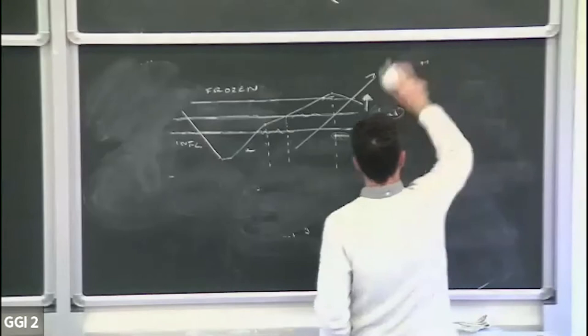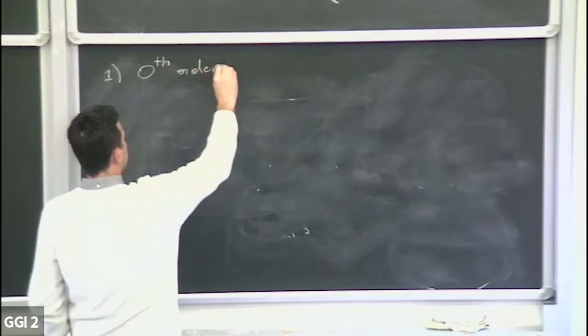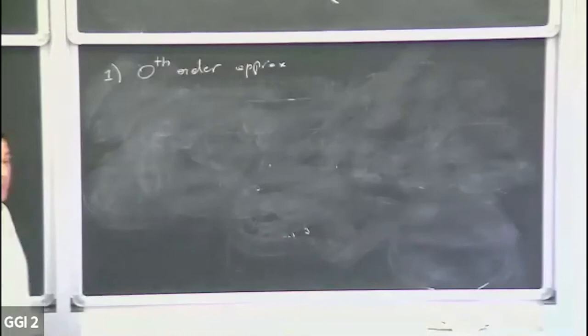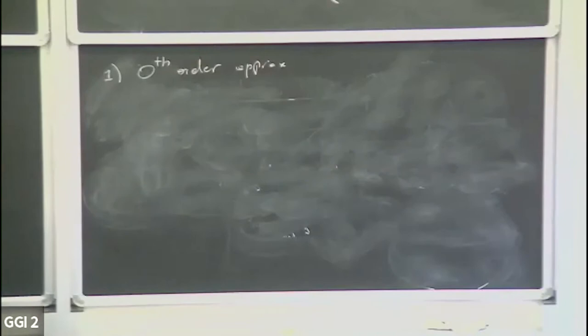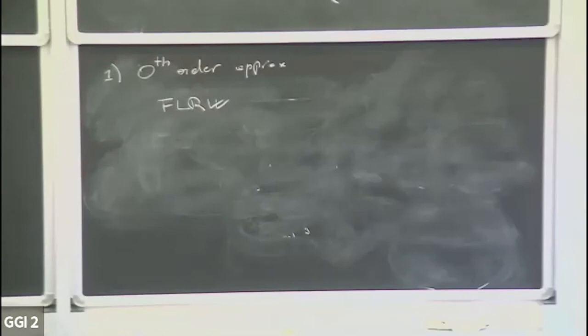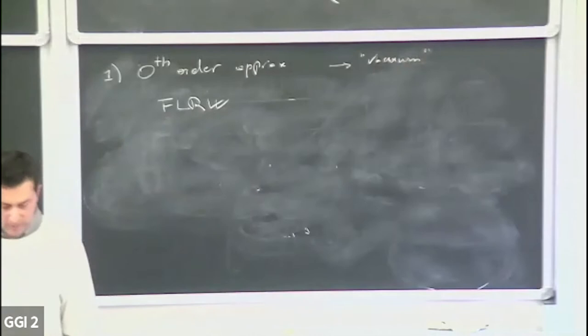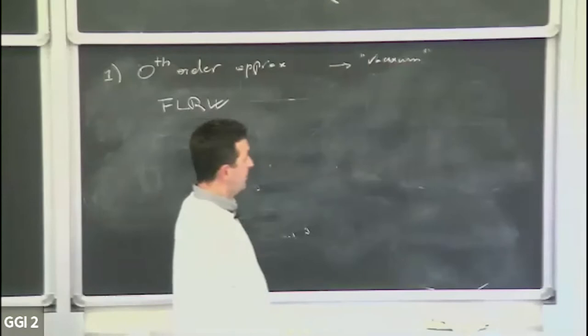Let us start. Most of the things that I'm going to say now have already been discussed by Marco. So let's first discuss the zeroth order approximation. That is the background on which we will live, which is the Friedmann, Lemaitre, Robertson, Walker background. If you want, what I'm discussing now is the vacuum of our theory. And then we will perturb around this vacuum to see the perturbations, first at the linear order and then to the next order.